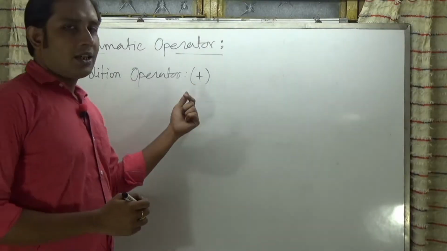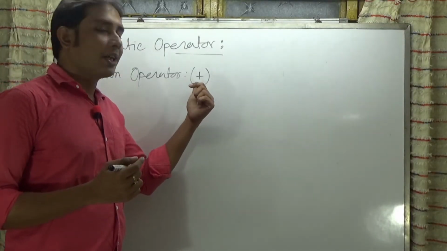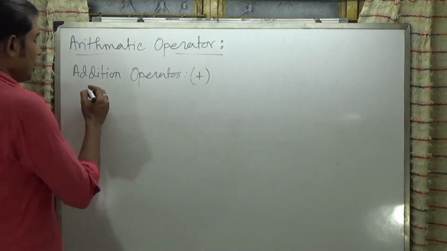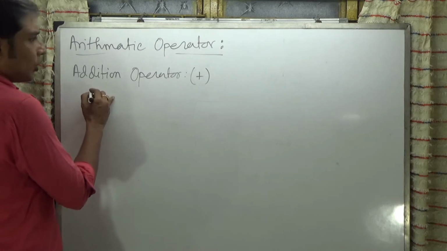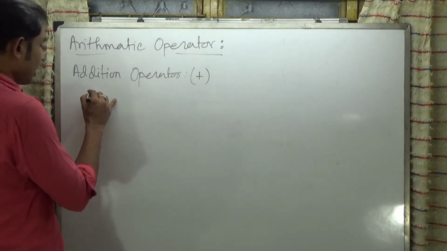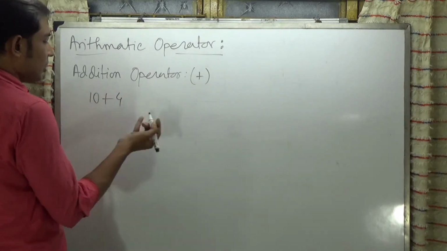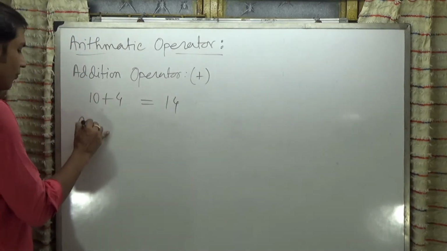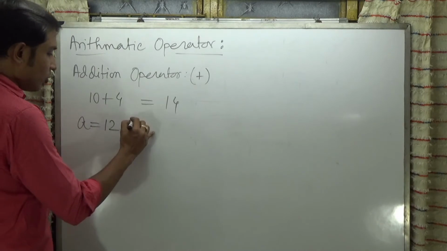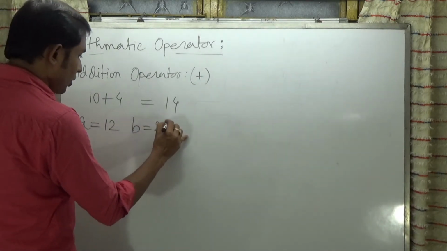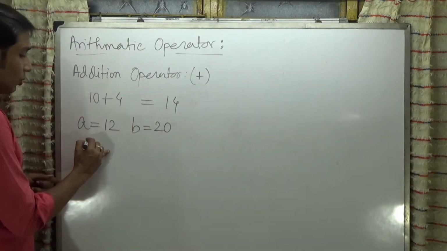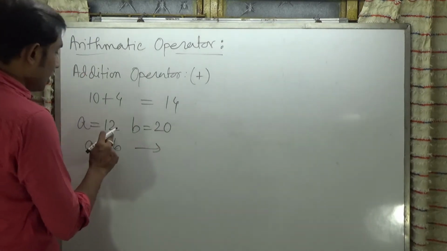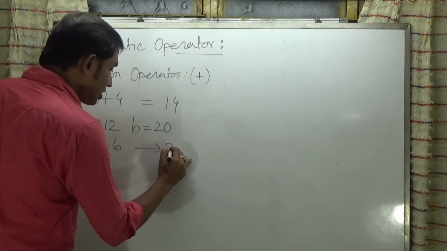The addition sign, you already know, is written with the plus sign. So this is the addition operator, and in Python if I am going to add two values like this, 10 plus 4, then it will give the result 14. Suppose the value of a is 12 and the value of b is 20, then if we add these two values, a plus b, the result will be 12 plus 20, that is 32.